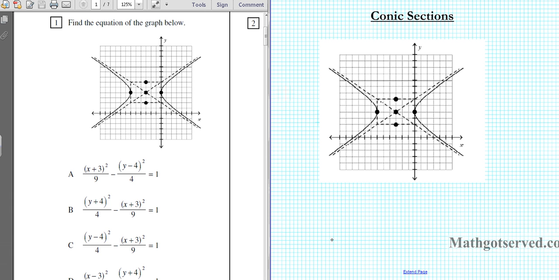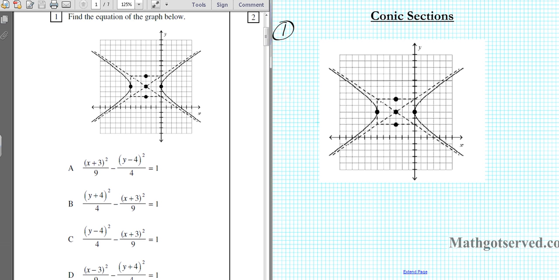Okay, students, in this group we're going to be going over three problems on conic sections. So let's go ahead and take a look at question number one. On question one, we have to find the equation of the graph. This is a copy of the graph here. We can clearly see that this is a hyperbola. So the question is, which of these equations match this graph?